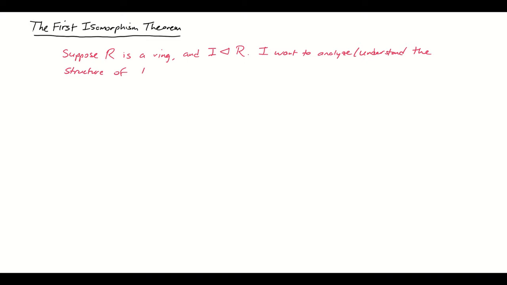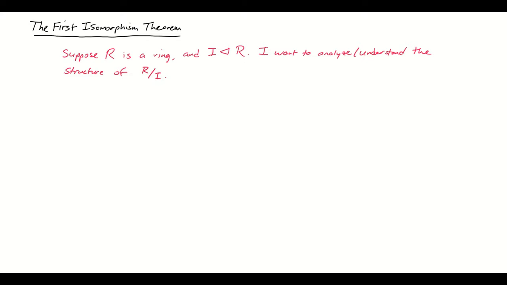In this video, we're going to talk about something called the first isomorphism theorem. So to set the stage, suppose I have a ring. Suppose R is a ring, and I is an ideal of R. And I want to analyze the structure, or just understand the structure of the quotient ring R mod I.